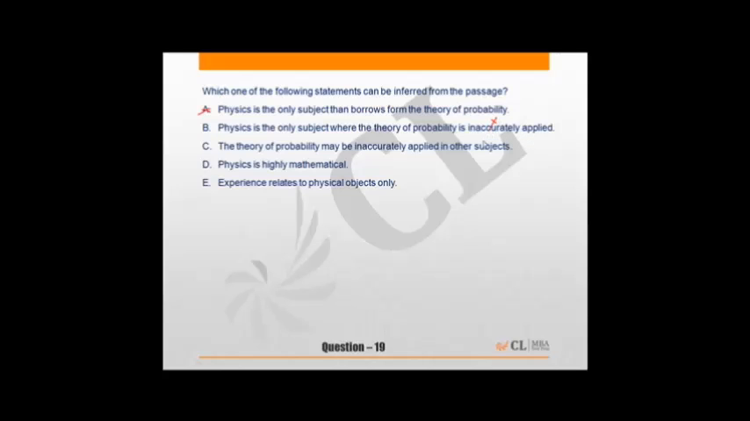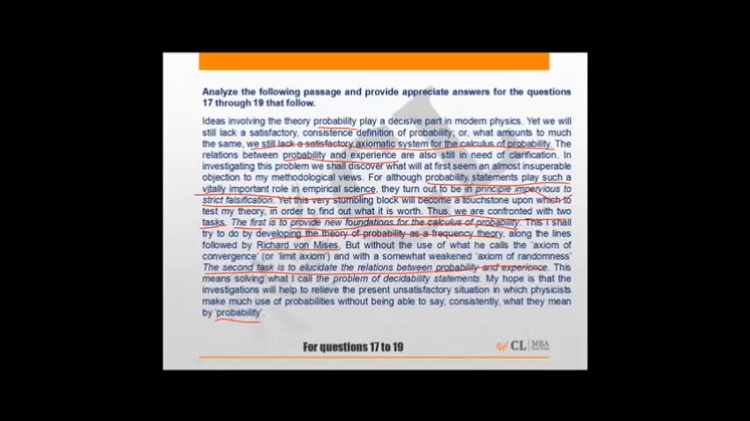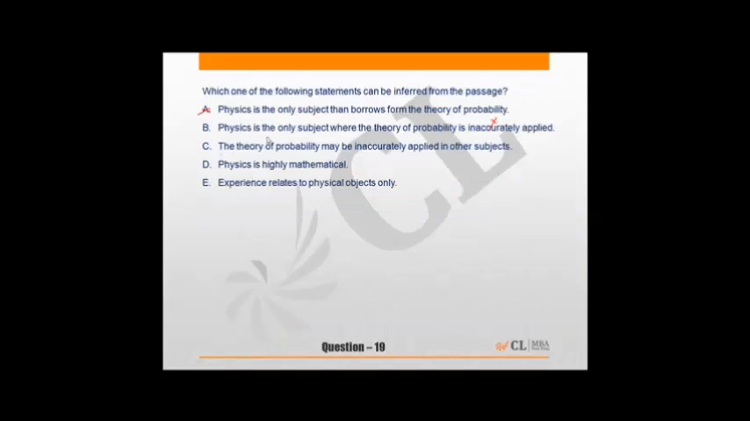This is also incorrect because the passage states, take a look, that physicists make much use of probabilities without being able to say consistently what they mean by probability, which proves option C here, which says the theory of probability may be inaccurately applied in other subjects.